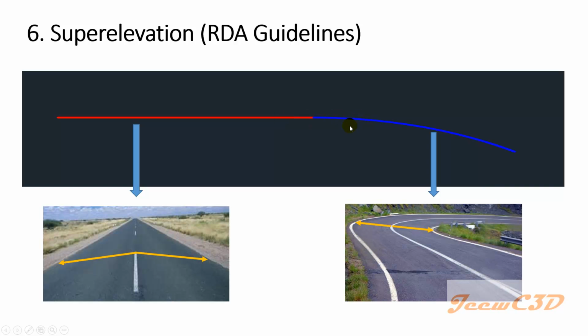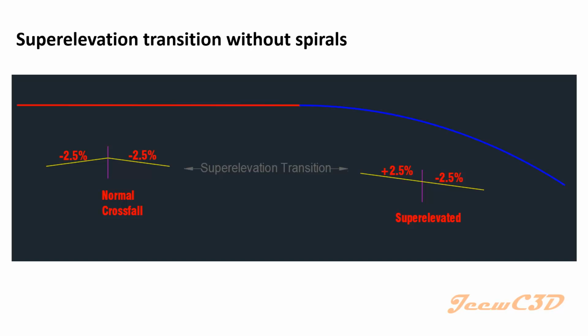Along this road, actually what has happened is this. Let us say in this straight section you have your road at -2.5 superelevation. We call it normal crossfall. And when you come inside the curve, for the left side you have +2.5 and for the right side you have -2.5. Since the right side is the same but your left side has a different slope, the left side has to rotate upward and come to +2.5 somewhere along this road. It will occur along some distance.